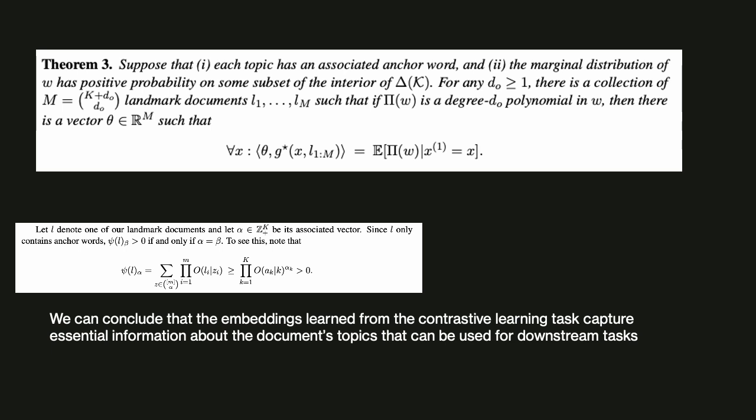Essentially, the proof demonstrates that the learned embeddings retain enough information to effectively approximate any function of the topic distribution with a simple linear operation. Here we say that there exists an X where we can find a vector theta that linearly combines the document embedding of X on the landmark documents to approximate the polynomial function of the topic distribution.